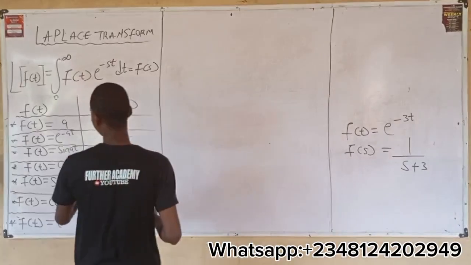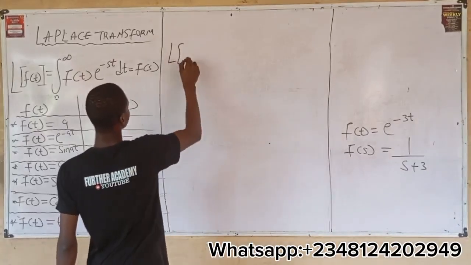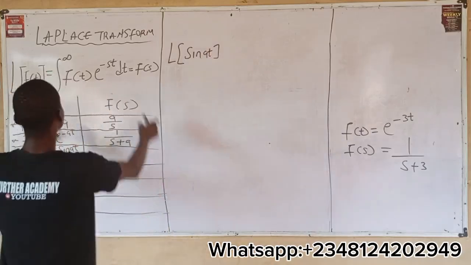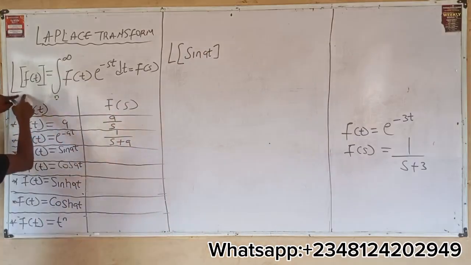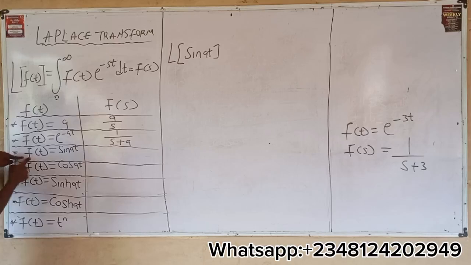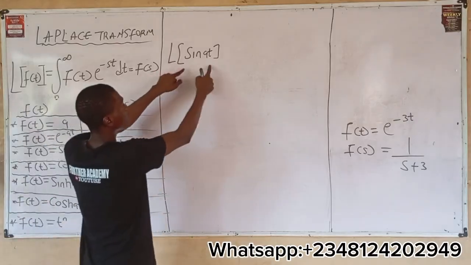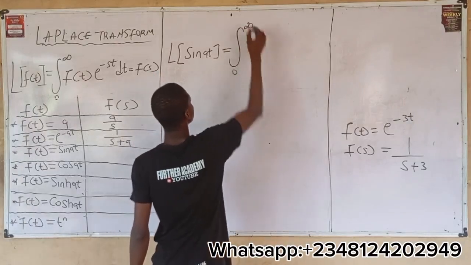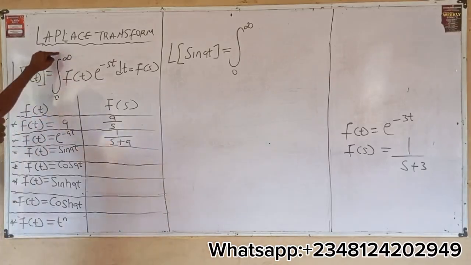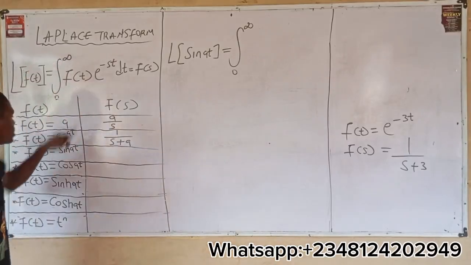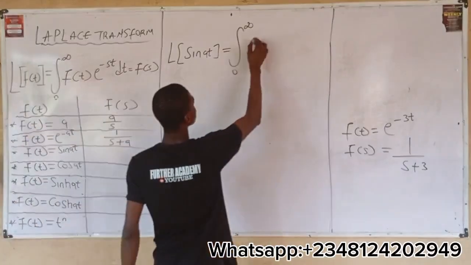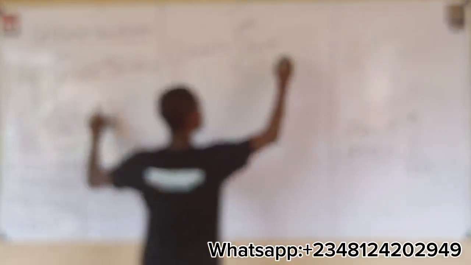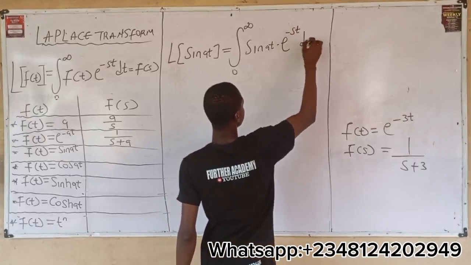Alright, let's transform this one, the Laplace transform of sine at. I'm following this general formula: the Laplace transform of f of t. In this case, what's f of t? Sine at. So the Laplace transform of sine at is equal to the integral from 0 to infinity of f of t, which is sine at, multiplied by exponential negative st dt.